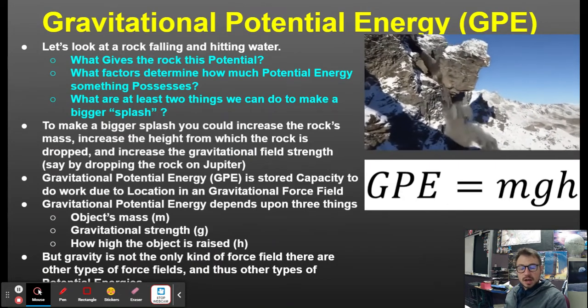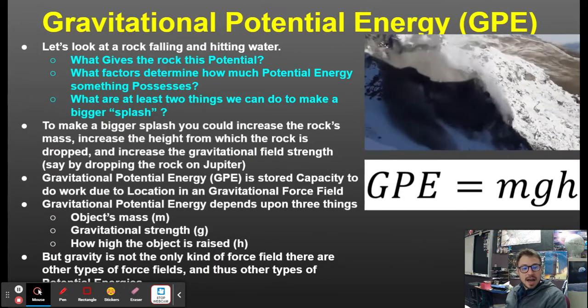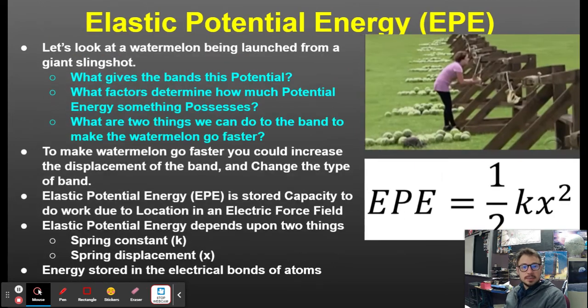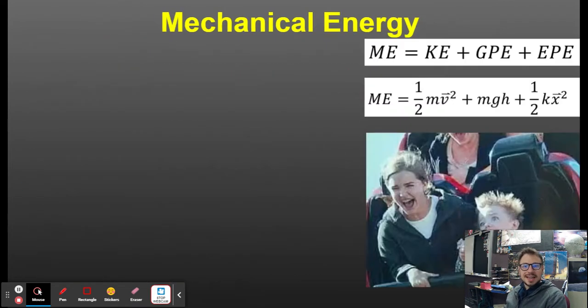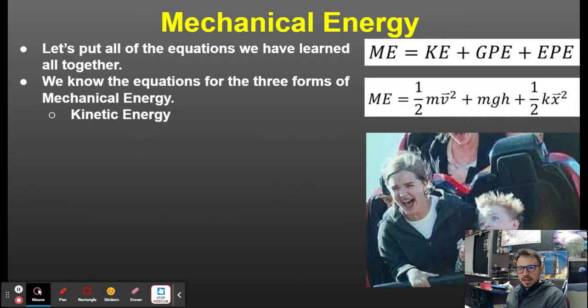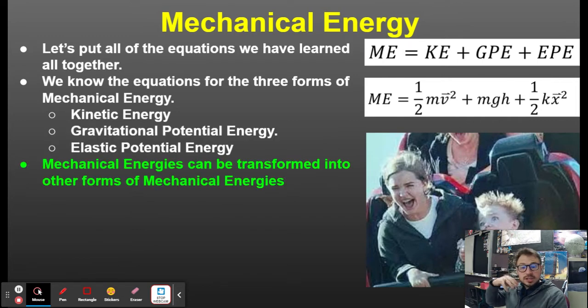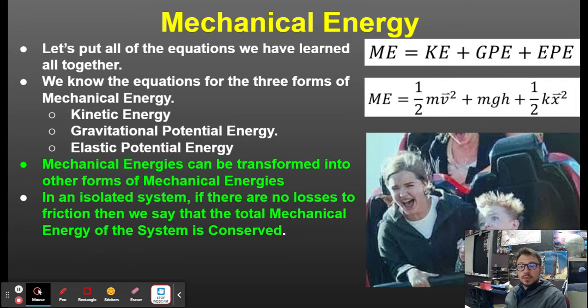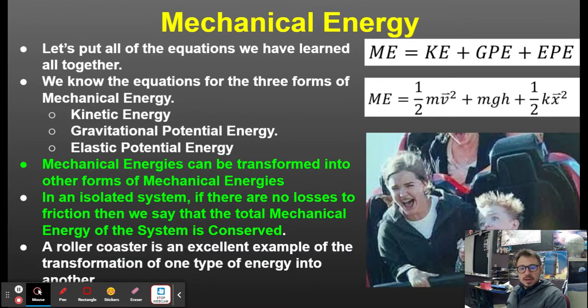Now, the three forms of mechanical energy have these equations. So this is gravitational potential energy, we have elastic potential energy, and kinetic energy. And to find the total mechanical energy of an object, we just add all three of those mechanical energies together. So mechanical energies can be transformed into other forms of mechanical energies. In an isolated system, if there's no losses to friction and no forces from the outside, then we say that the total mechanical energy of the system is conserved. So a roller coaster is a good example of this.